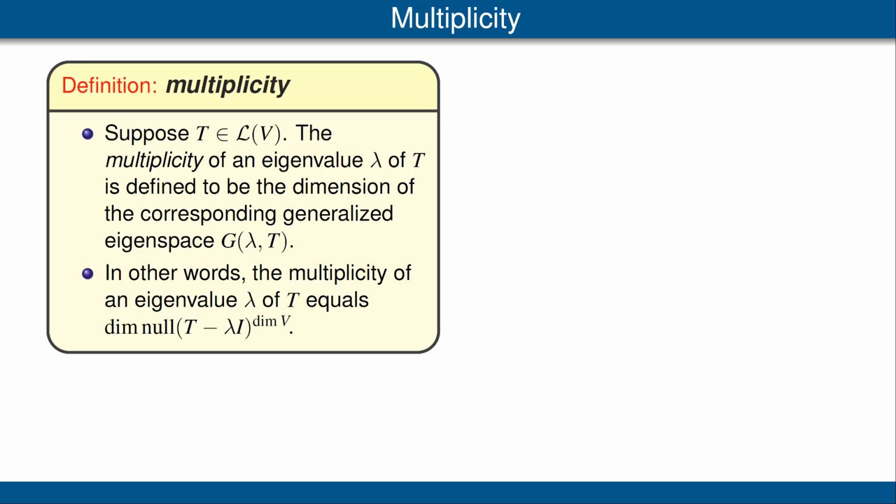Now we come to defining the important term multiplicity. Suppose T is an operator on V, and lambda is an eigenvalue of T. The multiplicity of lambda is defined to be the dimension of the corresponding generalized eigenspace. In other words, the multiplicity of an eigenvalue lambda of T is the dimension of the null space of T minus lambda I raised to the power dimension of V.